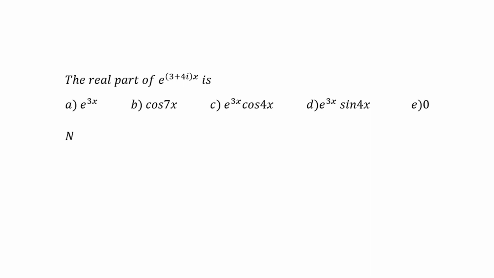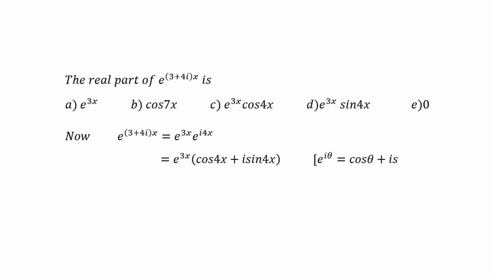Here e raised to (3 plus 4i) into x can be written as e raised to 3x into e raised to i 4x. We know that the value of e raised to i theta equals cos theta plus i sin theta. So we get e raised to 3x into e raised to i 4x equals e raised to 3x into (cos 4x plus i sin 4x). So the real part of the given complex number is e raised to 3x into cos 4x. So the correct choice is choice C.